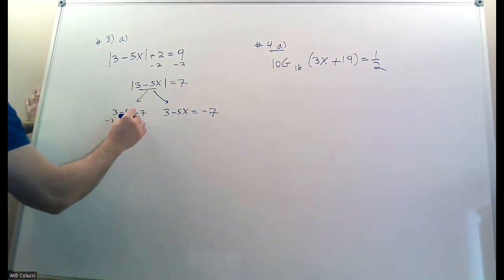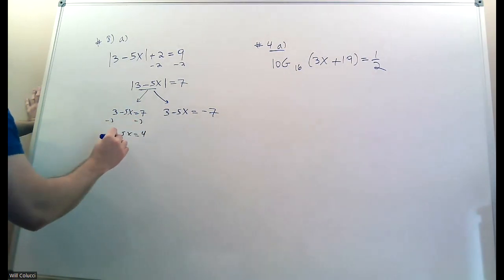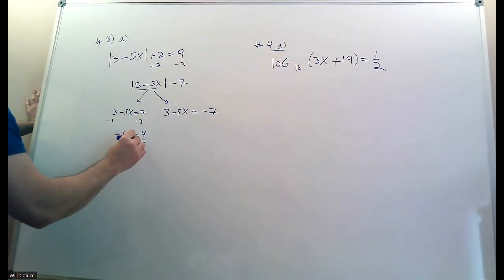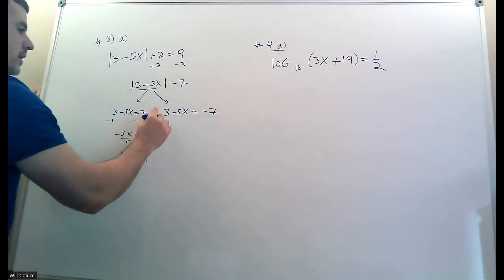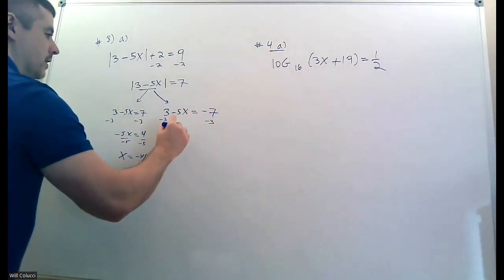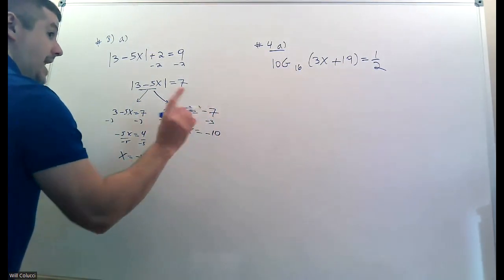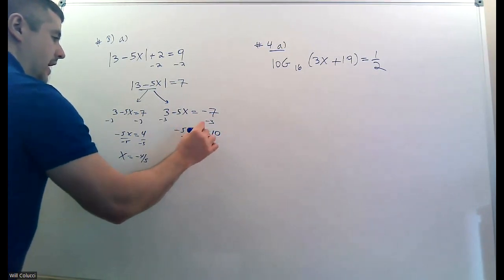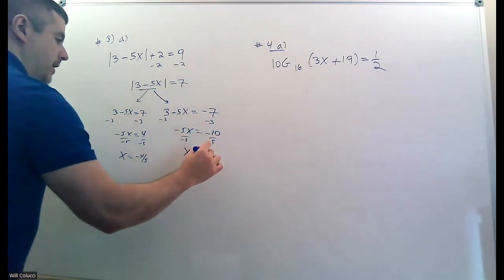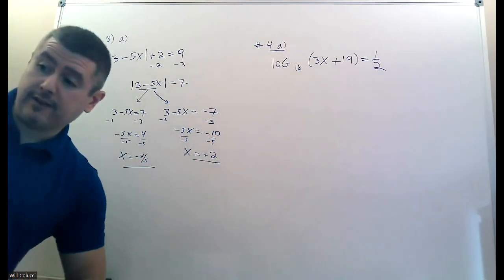So you're going to subtract 3. 7 minus 3 is 4. And divide by -5. So you get a not very nice answer there. Or whatever. Now I'm going to subtract 3 again. This time I get -5 equals -7 and -3 is -10. Now divide by -5. Negative over negative is positive. 10 divided by 5 is 2. Those are the 2 answers. That's it. It's that simple.